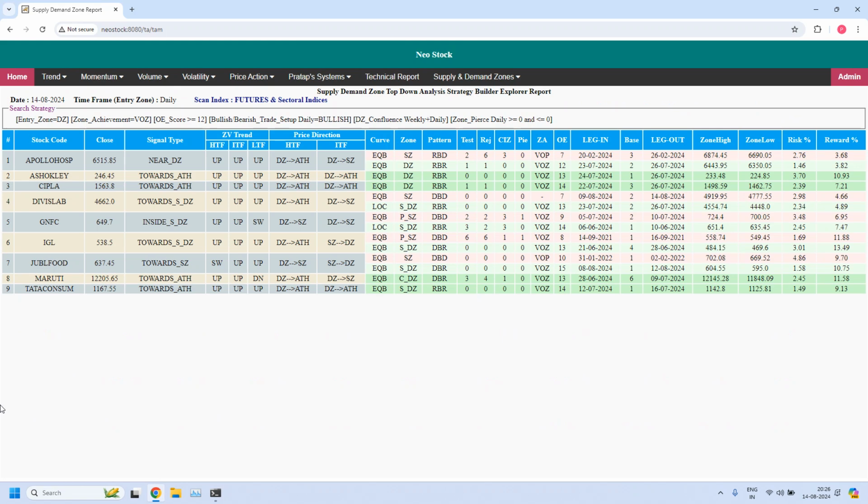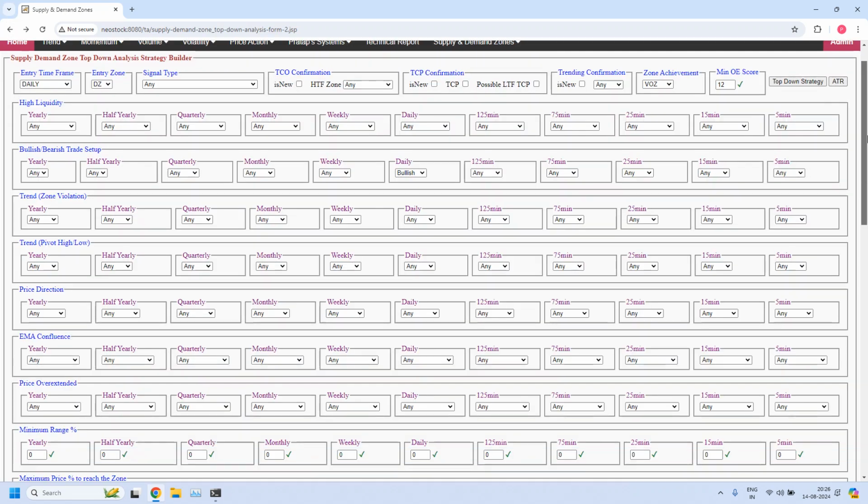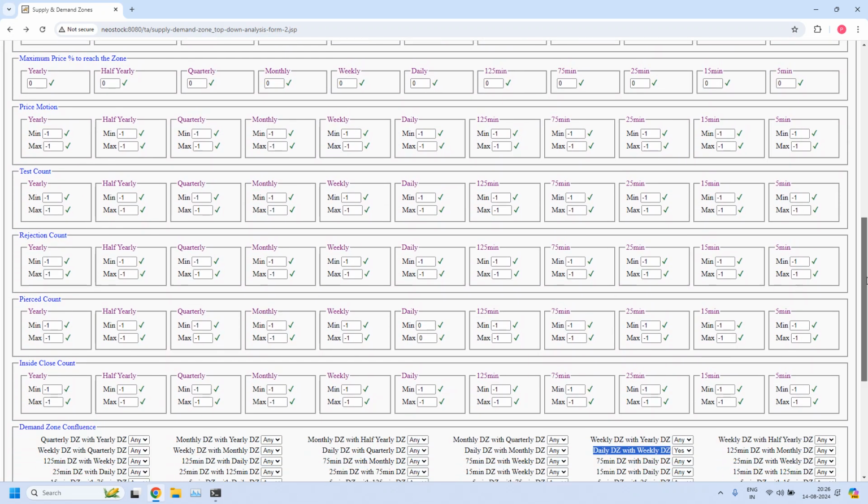Out of 20, the list has come down to 9. So that means all these 9 stocks are the LTF zones, that is daily zones, are also having confluence with weekly zones. Now let us verify how many of these stocks again have confluence with even HTF, that is LTF, ITF and HTF confluence. So in the demand zone confluence, let us add 2 more filters.